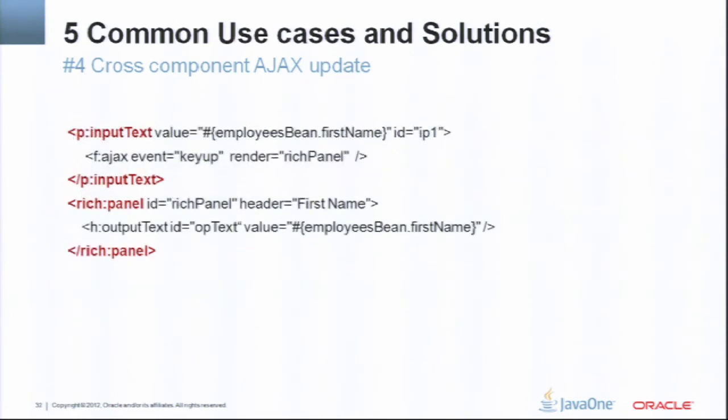Here, if you see, the input text is from a PrimeFaces component and the rich panel is from RichFaces. While keying something in the input text field, the child component in the rich panel gets updated with the keyed-in value. This also works, based on Ajax. The point here is that the Ajax source and target don't need to be from the same family.